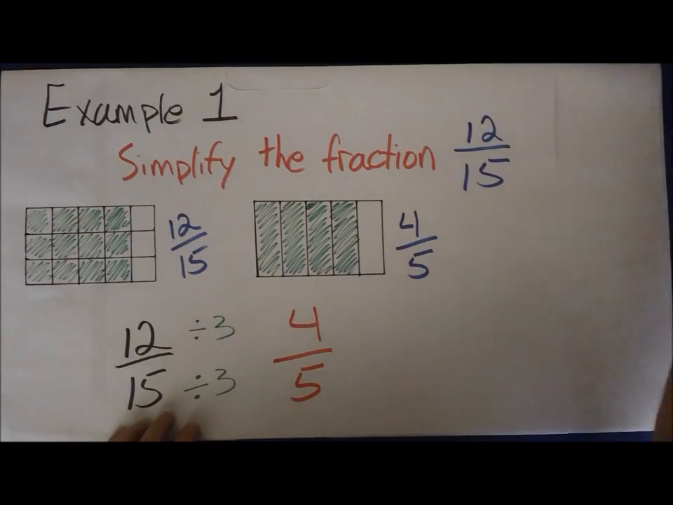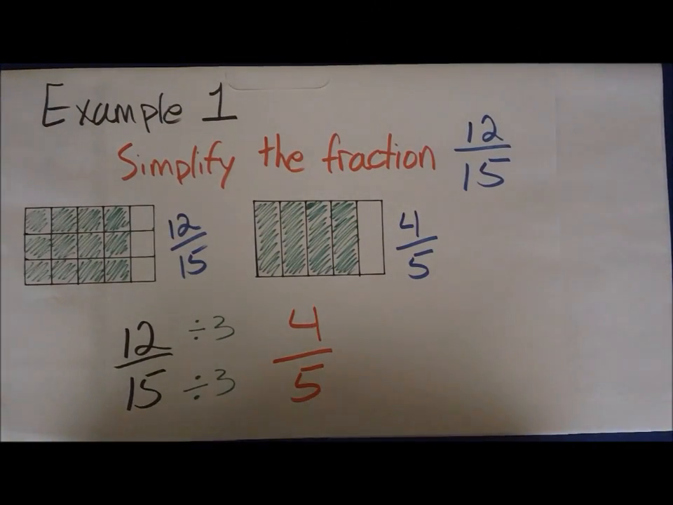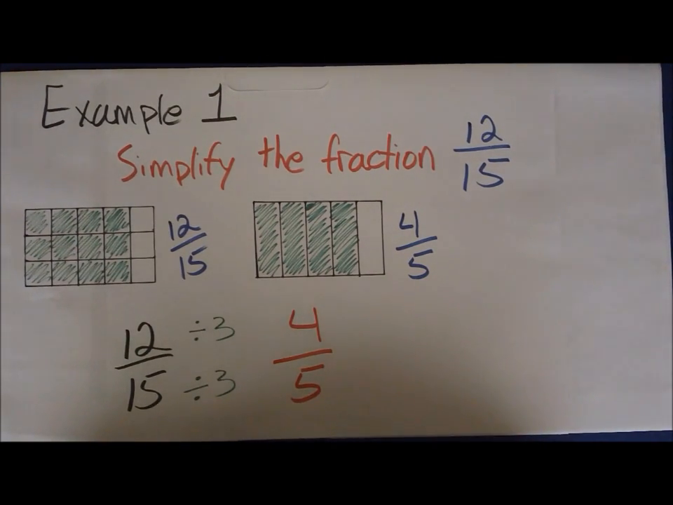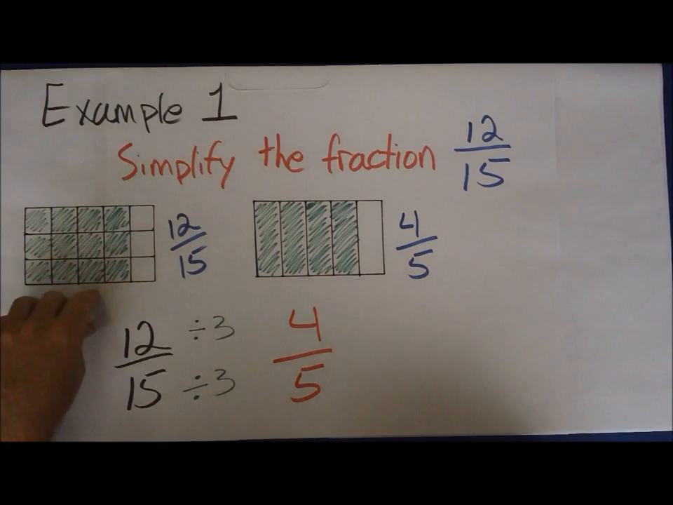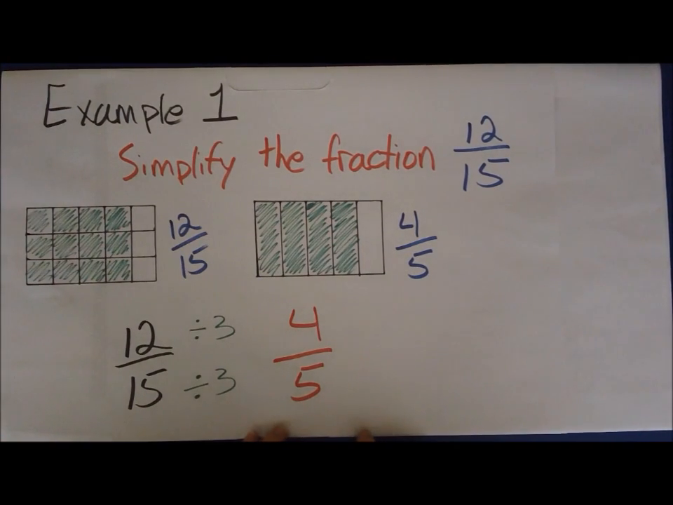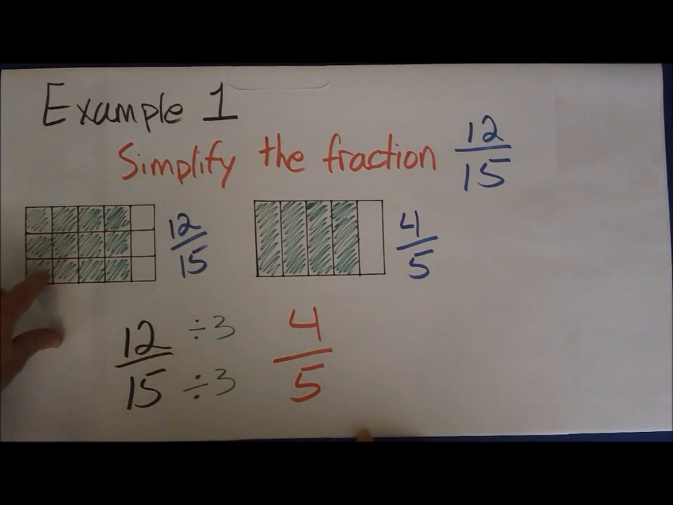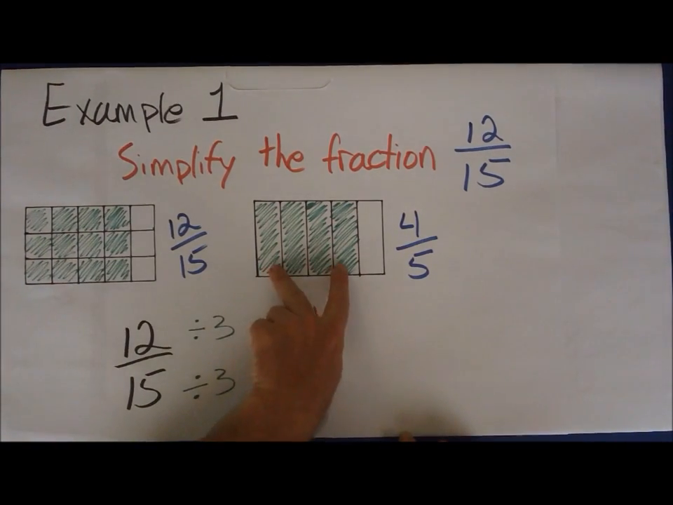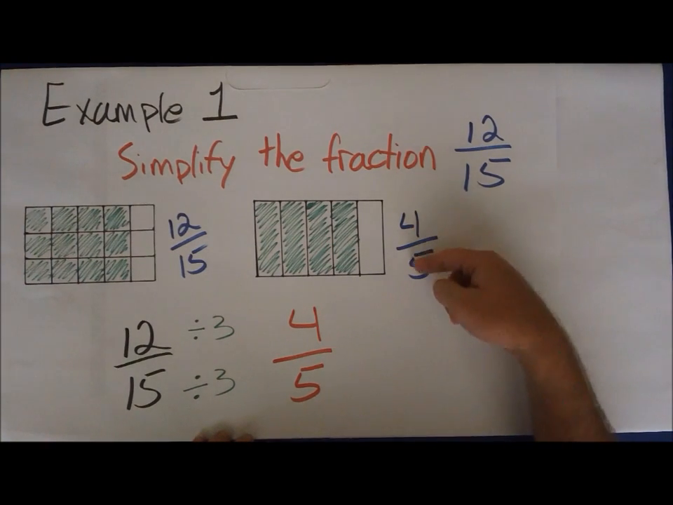Here in example 1, it says to simplify the fraction 12/15. I've diagrammed the fraction here, 12/15. I've divided this rectangle into 15 equal parts and I've shaded 12 of them. Here is the exact same rectangle, but I've combined the 3 into one column here, and I have 4 columns out of 5. It's the exact same amount of shaded area, but this fraction reads 4/5.